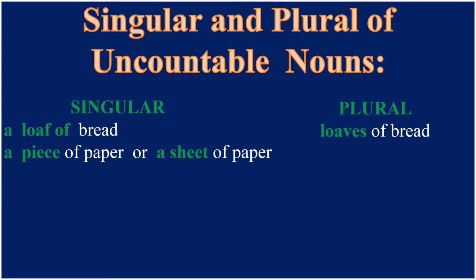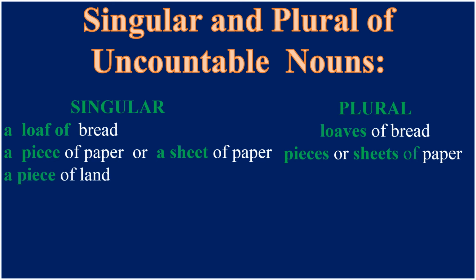If singular, use a piece of paper or a sheet of paper, that is one. The plural, use pieces or sheets of paper. Give me pieces or sheets of paper. Then a piece of land. The plural, pieces of land. I want to buy pieces of land.